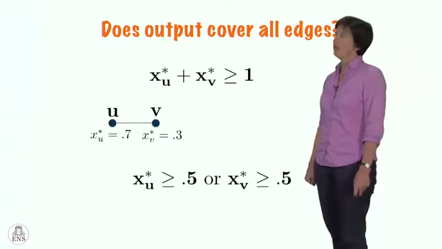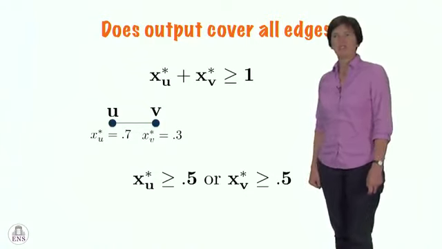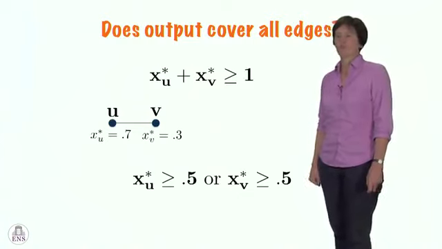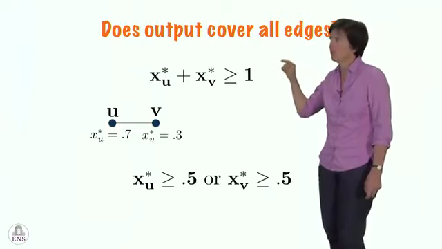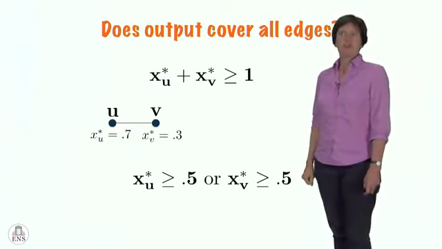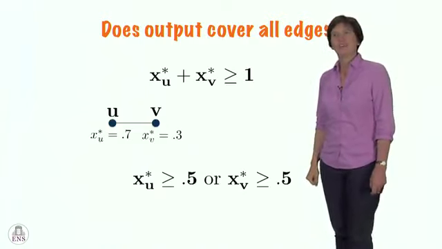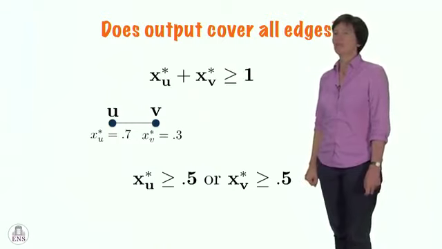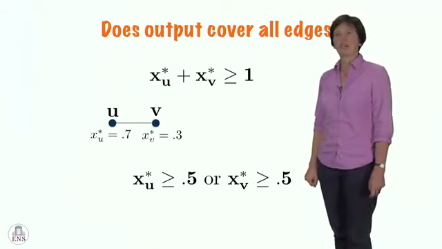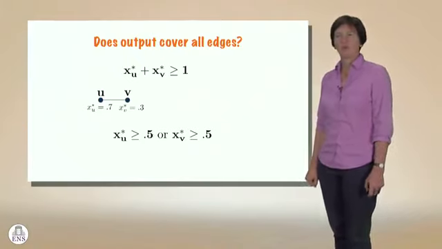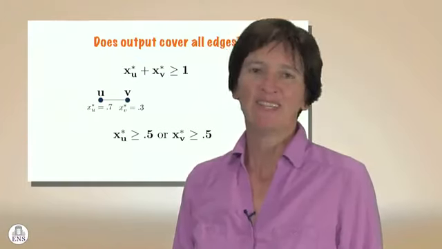For example, xu star could be 0.7, xv star could be 0.3. The idea, a very small idea, is that if xu star plus xv star is at least 1, then at least one of these two values must be greater than or equal to 0.5. Of these two values, at least one must be greater than or equal to 0.5. How does that help?